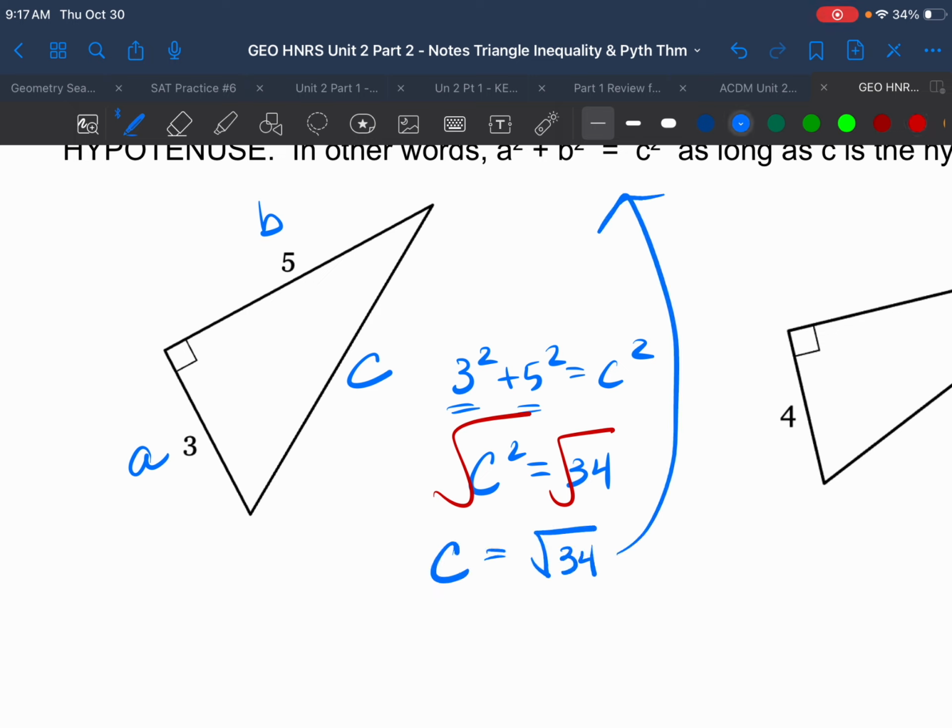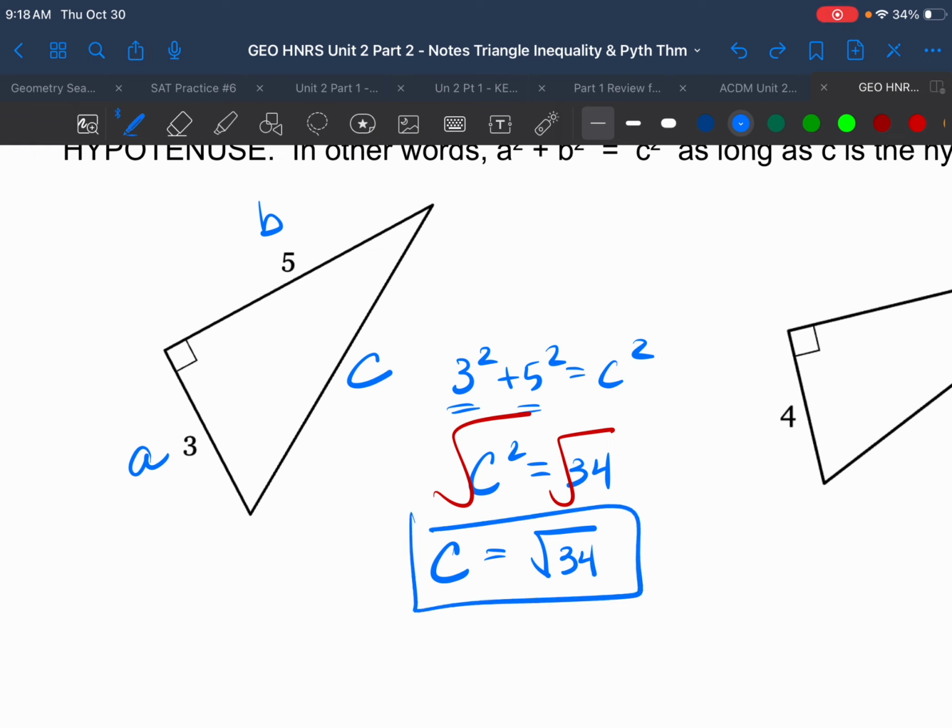Now, after what we just did above, we should ask ourselves, can we simplify this radical? And if you take the time and try to split this up, really the only things that would work would be 1 and 34 and 2 and 17. None of those are really going to help us out to simplify the perfect squares, so that is our exact answer. If you wanted the approximate, then you type in your calculator.